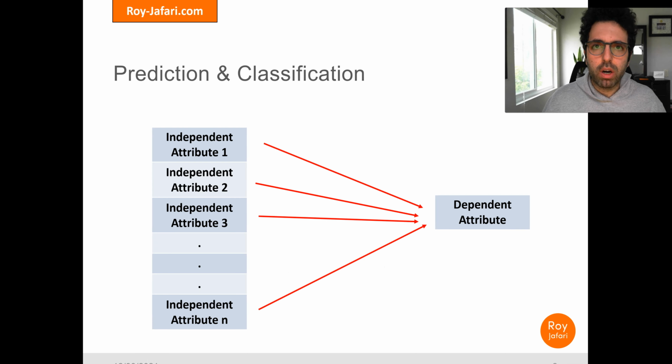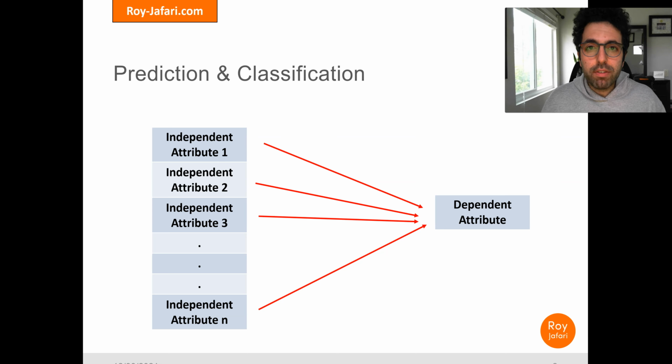Supervised models are basically any models that have a dependent attribute, or a target, that we are trying to predict. When we have this dynamic, we want to use the independent attributes to find the relationship with the dependent attribute and try to predict it. That's a supervised model. We have seen this in prediction and classification.